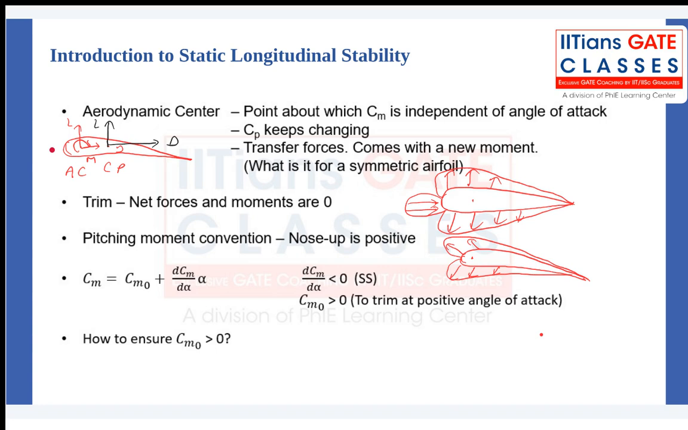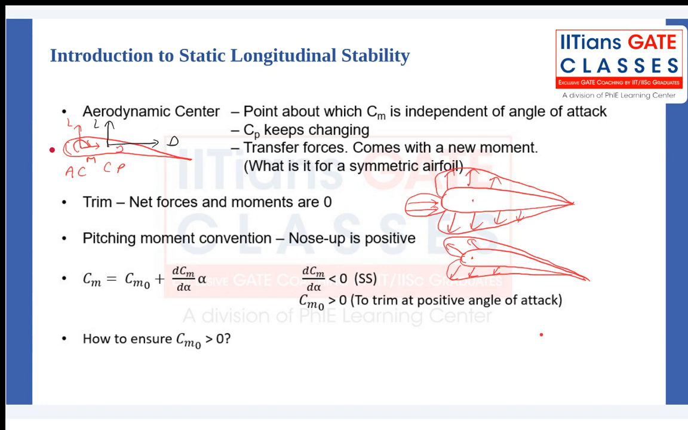All right. Pitching moment convention, we had just discussed when we saw the axis. Nose up is positive, nose down is negative. You need to remember this. If not, you can just use the right-hand rule. Point your thumb along the positive y-axis, positive pitch axis, and the direction of curl of your fingers is positive rotation. So nose up is positive.